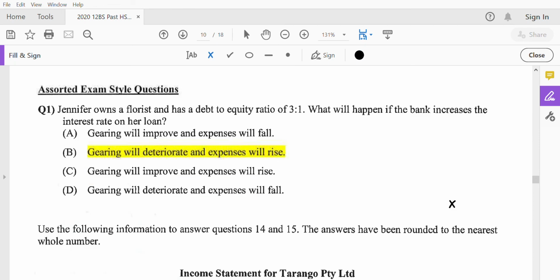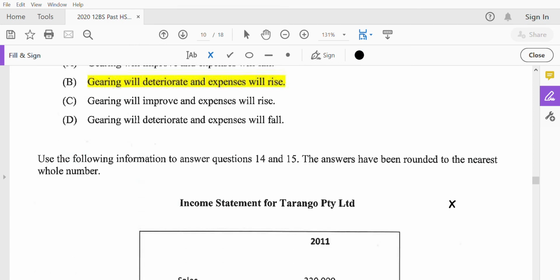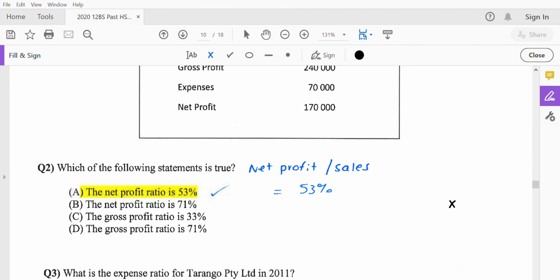Now back to some multiple choice. With this one, it is B. So all you need to do is just go through and understand what a 3-to-1 debt to equity ratio means. Question 2, 53%. All I did was work out the net profit ratio.